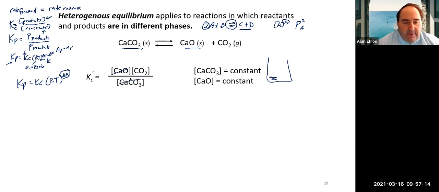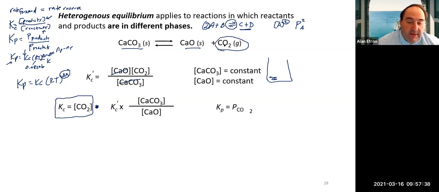And basically what that will give us is the actual equilibrium constant for this guy here, which would be the Kc is equal to the concentration of CO2. Now we could also write a Kp for that as well. And the Kp for that would also be the same situation here, since this guy is a gas. We could write that the Kp is equal to the partial pressure of CO2.